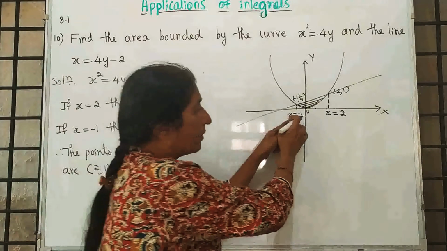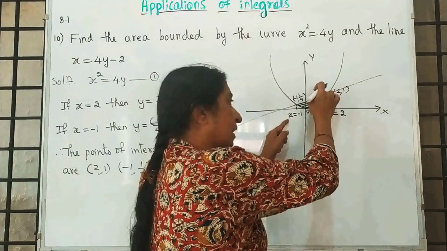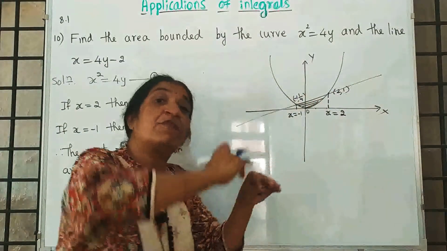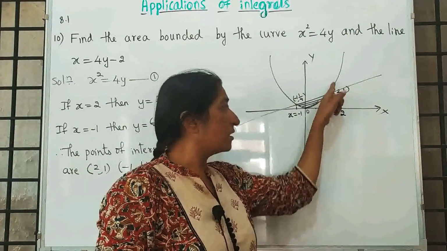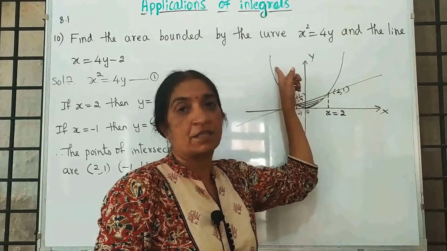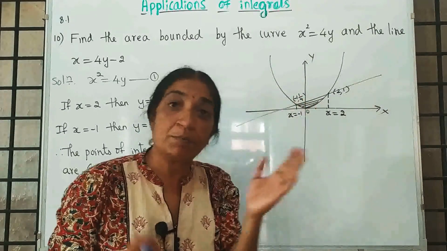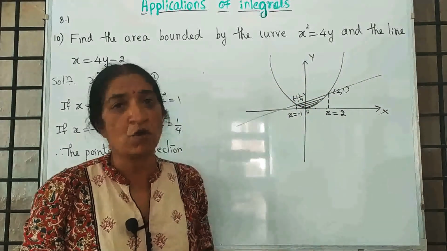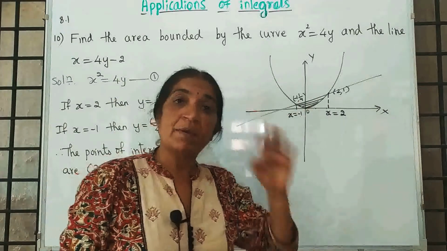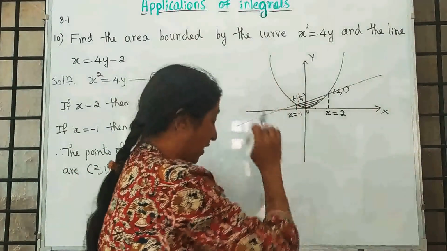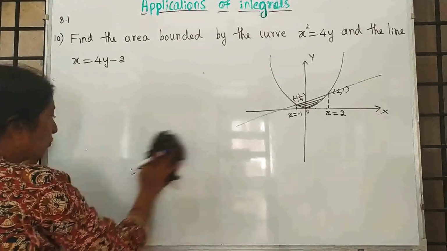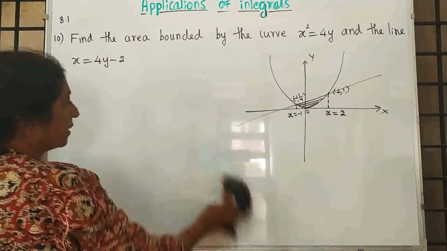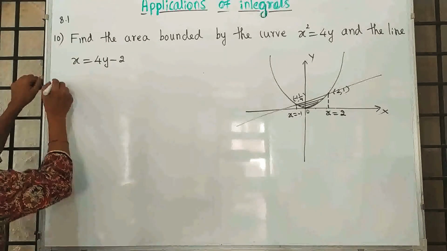Again, in between minus 1 and 2, we are finding a line and the curve. The line is far away from the x axis, the curve is nearer to the x axis. That means the line gives you the bigger area, the curve gives you the smaller area. Bigger area minus smaller area gives you the required area. This is the shaded part. If you are able to draw the figure, then only it is possible to find the area.